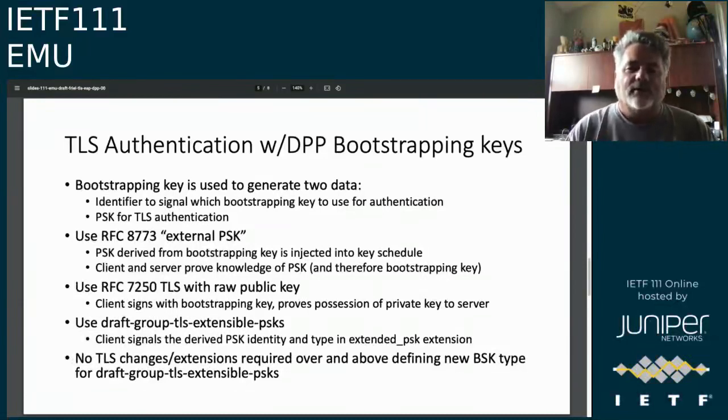But also, we can use RFC 7250, which is TLS with a raw public key, where the client can use its bootstrapping key to sign its particular share. And that will provide an additional proof to the server that the client has the corresponding private key. We signal all of this with a new name coming out of the extensible PSKs registry that's being defined by this draft here. So we're not actually requiring any changes to anything. There's nothing that changes in TEAP, nothing that changes in 8773, nothing that changes in 7250. All we do is ask for a name from a registry of names that's being defined for that purpose. Next slide, please.